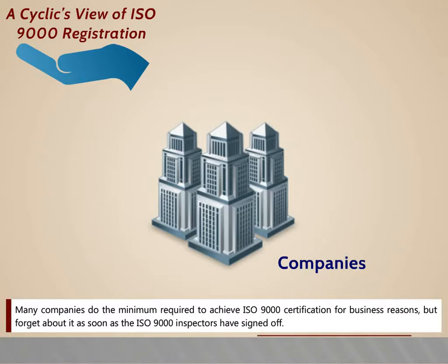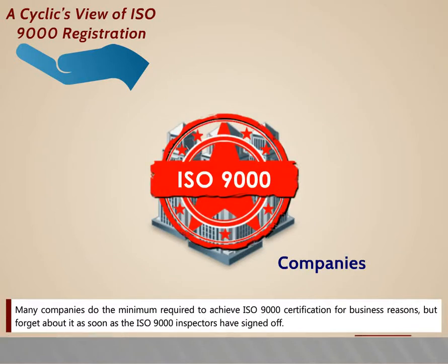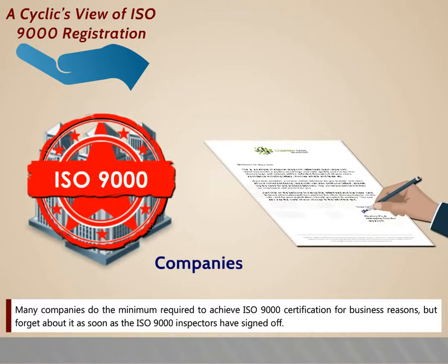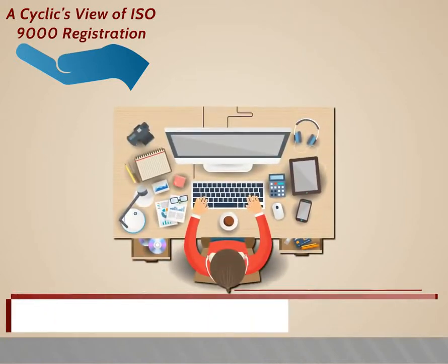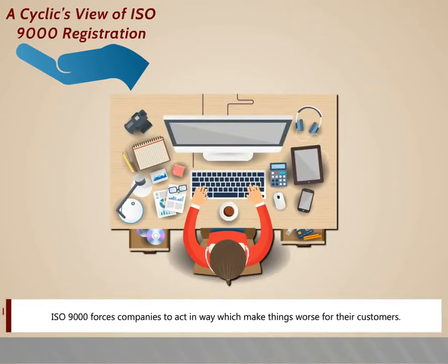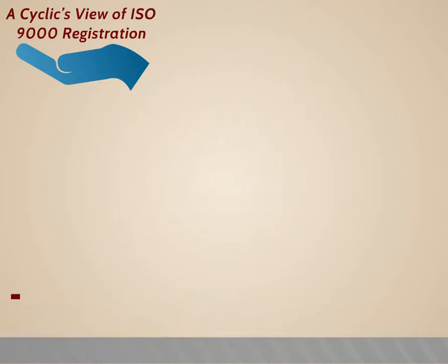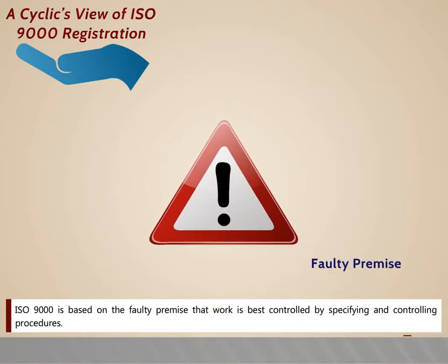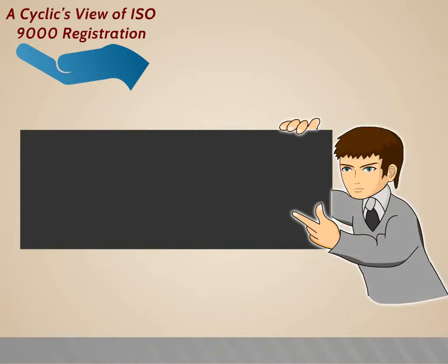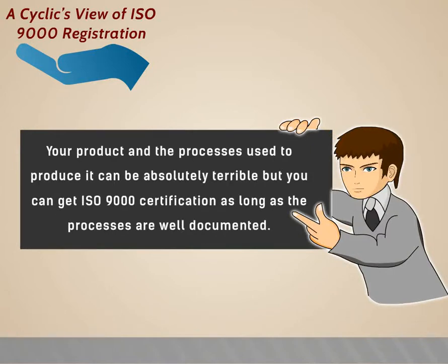Many companies do the minimum required to achieve ISO 9000 certification for business reasons, but forget about it as soon as the ISO 9000 inspectors have signed off. ISO 9000 forces companies to act in a way which makes things worse for their customers. ISO 9000 is based on the faulty premise that work is best controlled by specifying and controlling procedures. Your product and the processes used to produce it can be absolutely terrible, but you can get ISO 9000 certification as long as the processes are well documented.